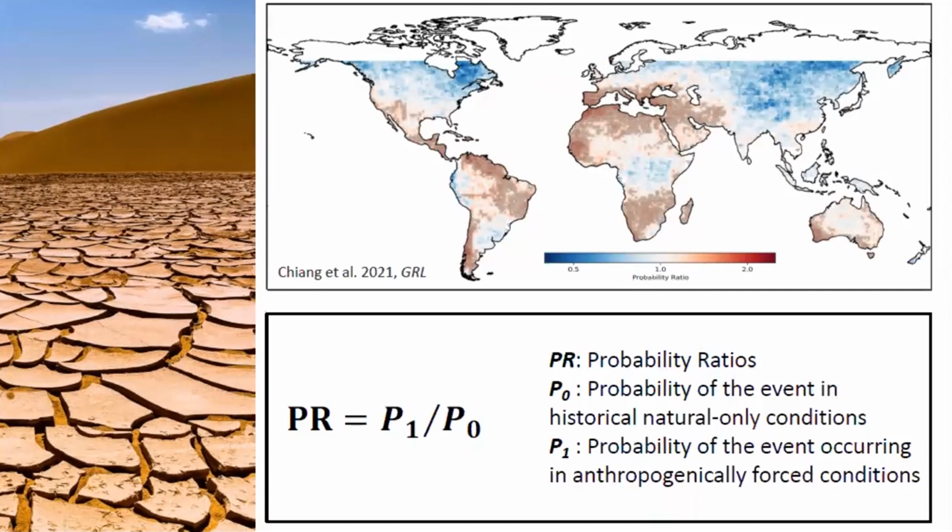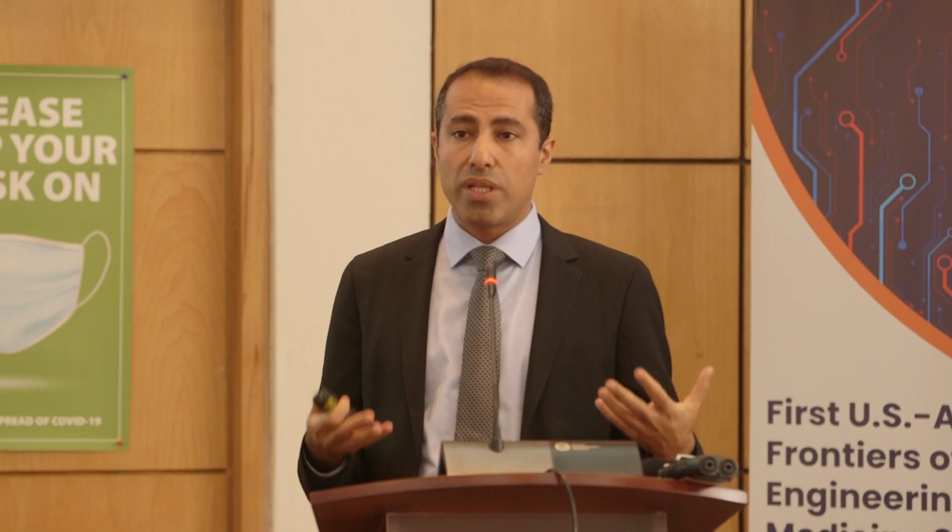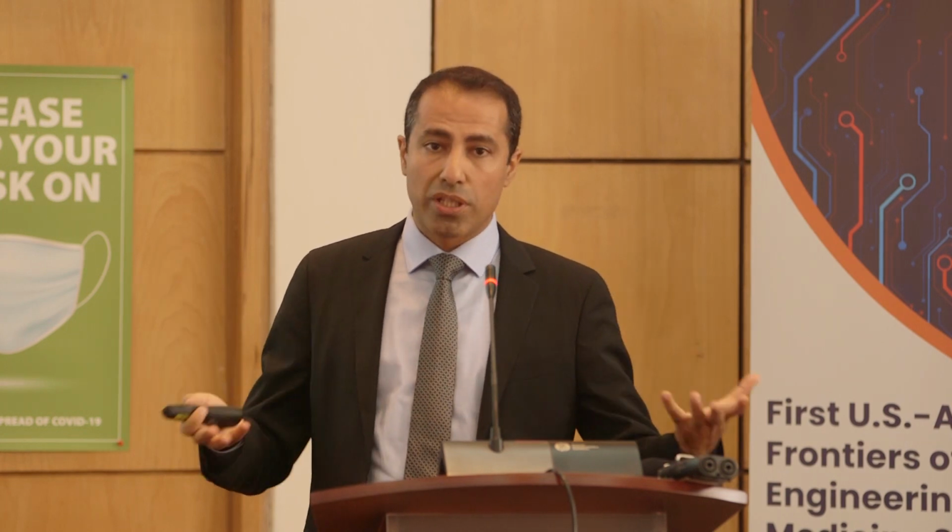So we look at probability of, let's say, droughts, or a certain type of drought, or a specific event under historical condition with anthropogenic emissions. Let's call it P1 in this simple probability ratio equation, and the same event without anthropogenic emission, P0. And we look at this ratio, and if it is larger than 1, then basically we say that there is a signal from anthropogenic emissions in that particular event.